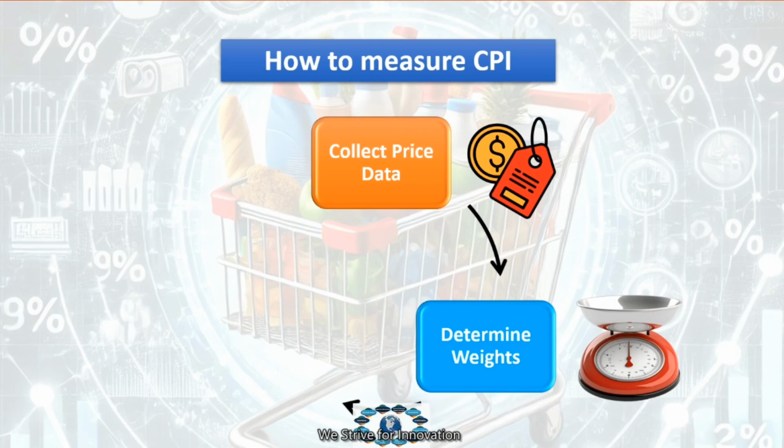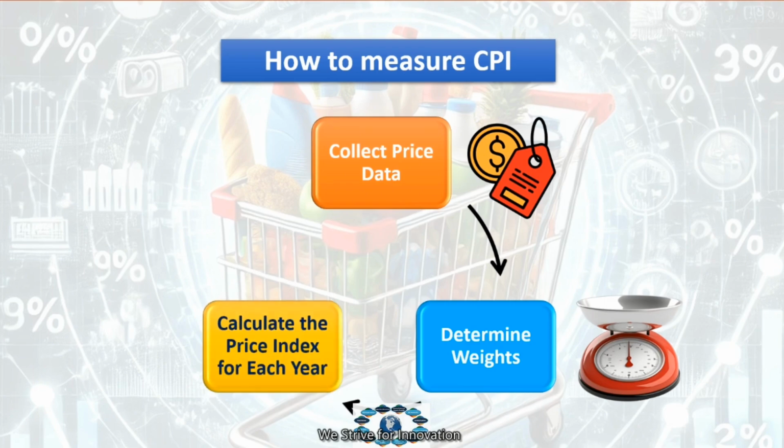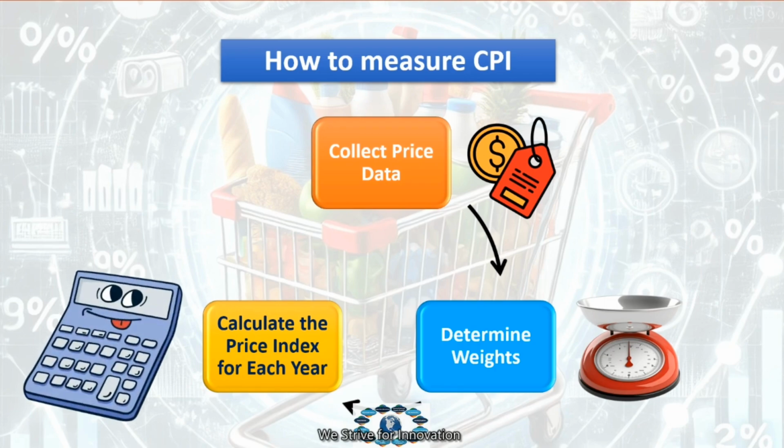Okay. Third, you calculate the price index for each year. For each year you multiply the price of each item in the basket you have collected by its corresponding weight, and then you sum up those weighted prices to get the overall price level for the basket in each year.